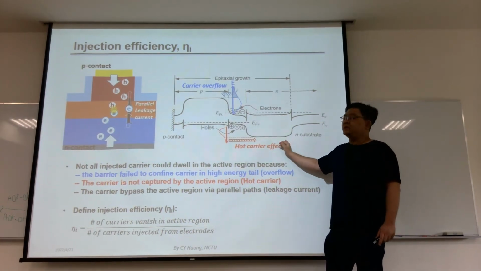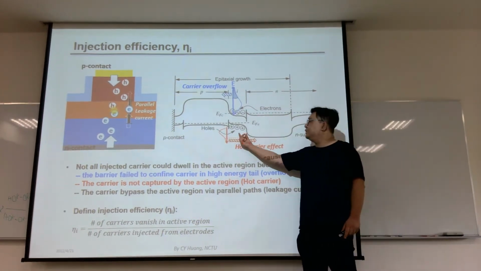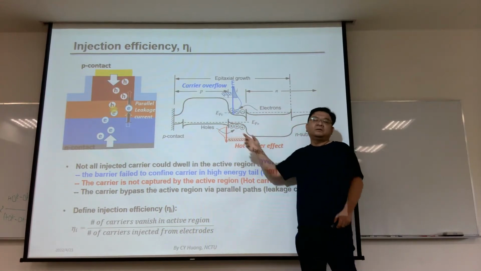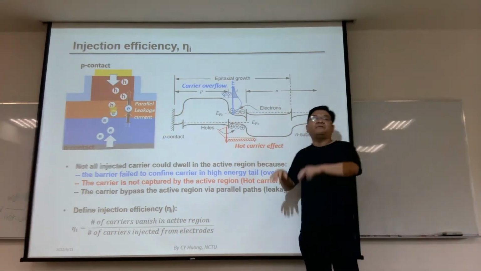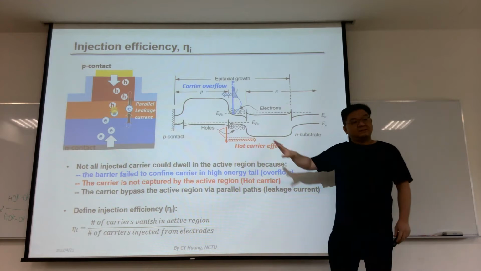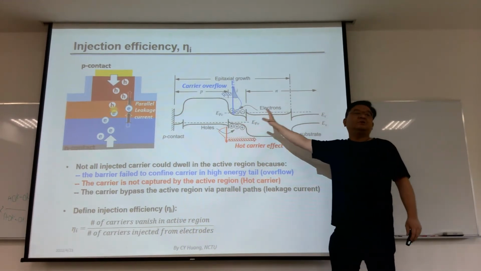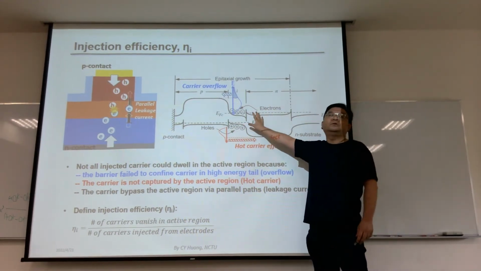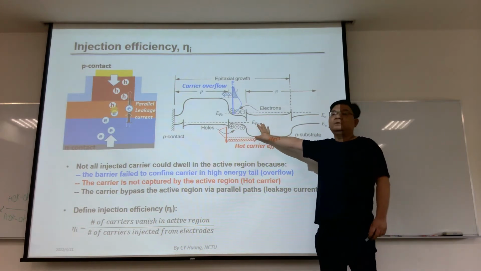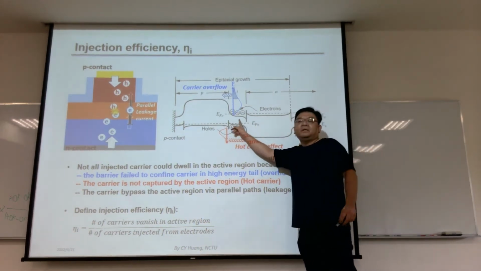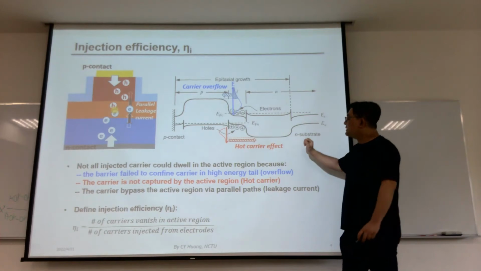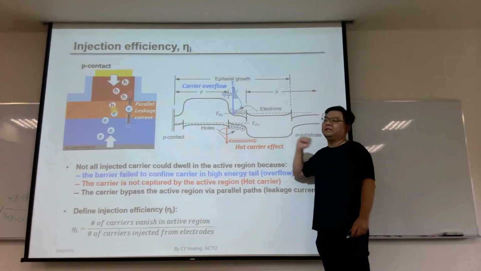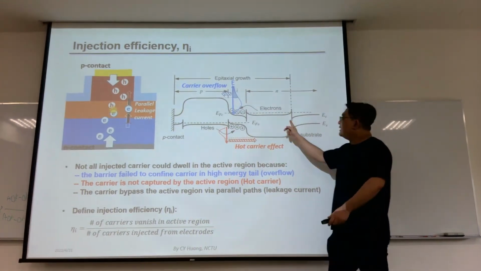When does this happen? It usually happens when your quantum well is too thick. So your injected carrier doesn't have much time to stay in the active region, so it doesn't have a chance to interact with the photon and be captured inside the active region. So this is another carrier leakage mechanism called the hot carrier effect. So these two are different.